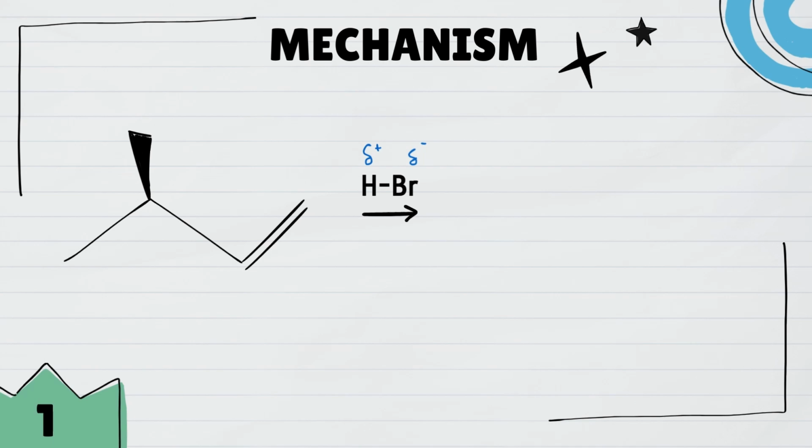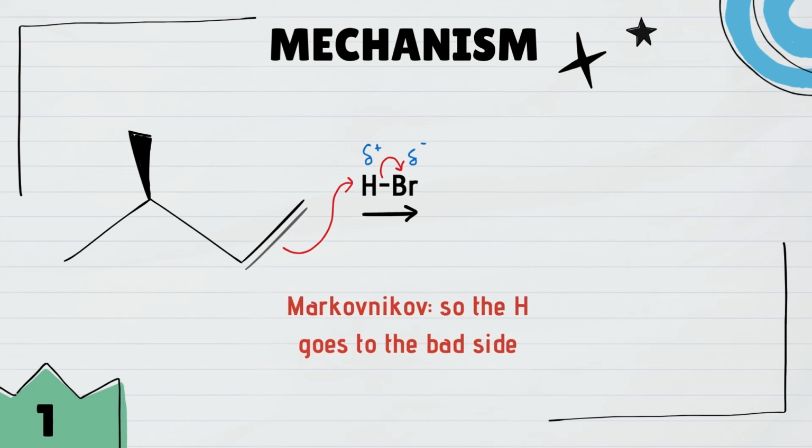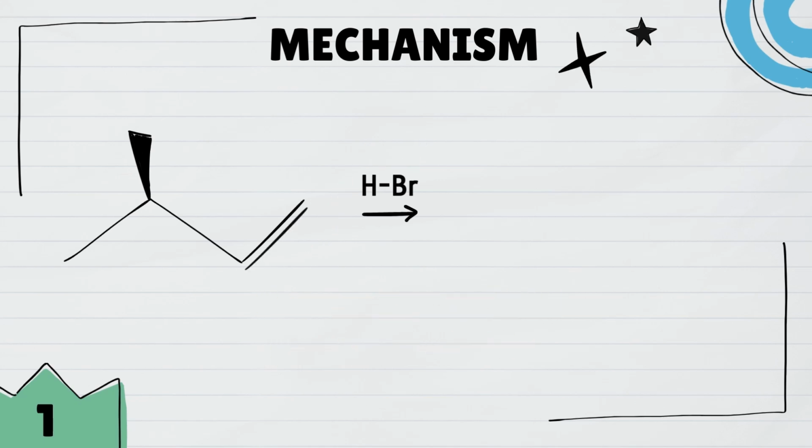And what tends to seek out something positive? Well, electrons do. The double bond here is an extra pair of electrons, right? So it's basically going to just swing open like a door and grab onto that hydrogen, disconnecting it from the bromine. Since this is a Markovnikov reaction, the hydrogen is going to attach to the less substituted, less stable side to leave room on the better, more stable side for the halogen.